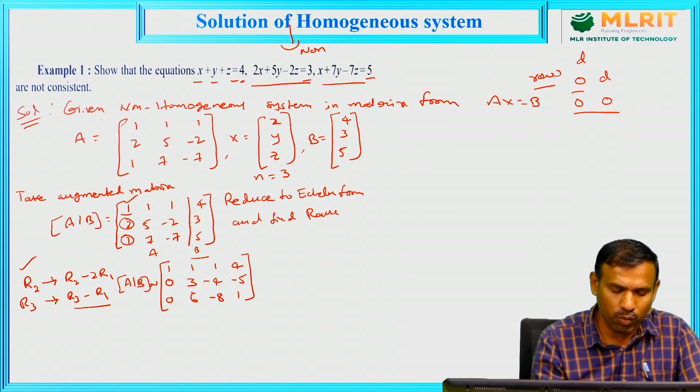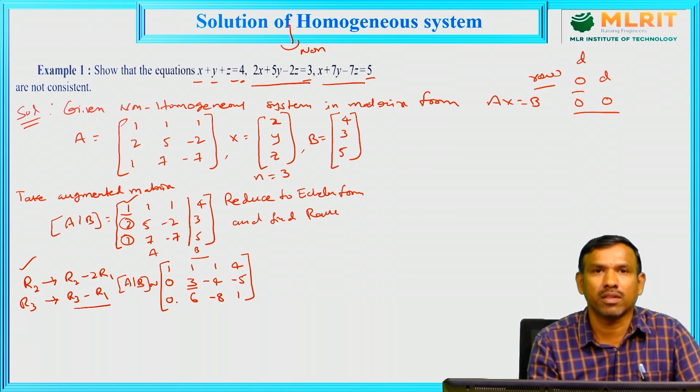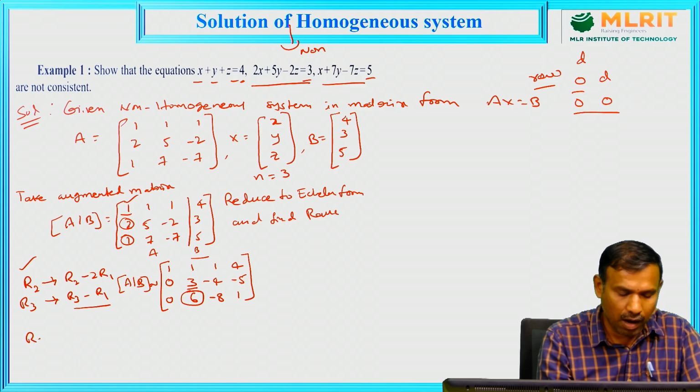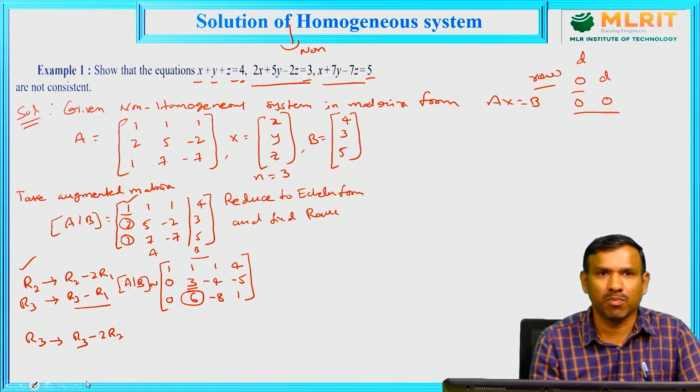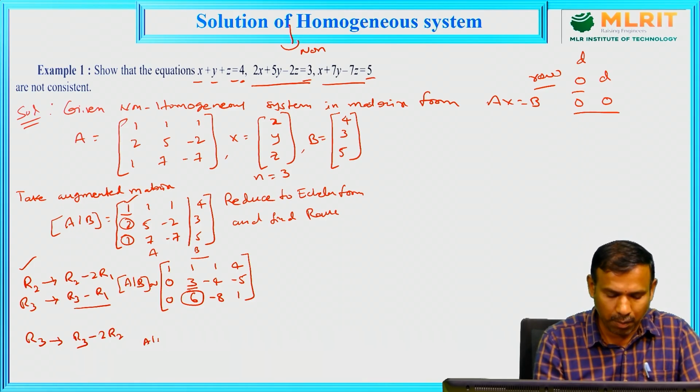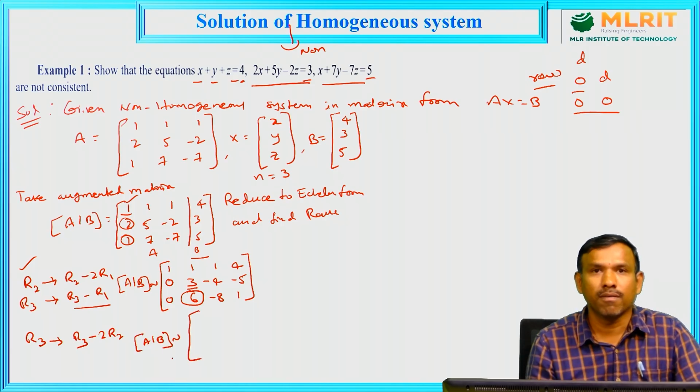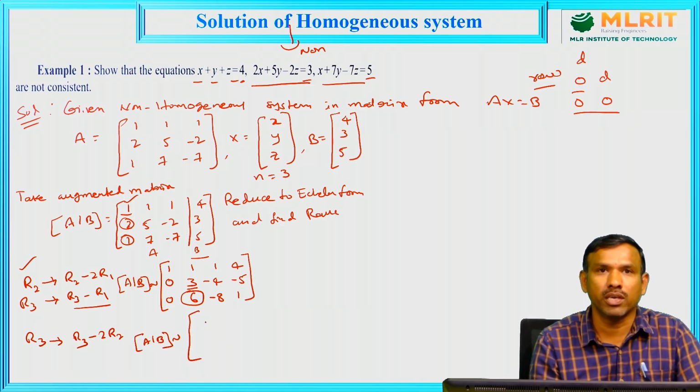Right? Now using R2, using 3, we have to make the below element 0. That implies R3 minus 2R2. 2 threes are 6. 6 minus 6, 0. Then A|B is equivalent to the first row. First row, no change. 1, 1, 1, 4.